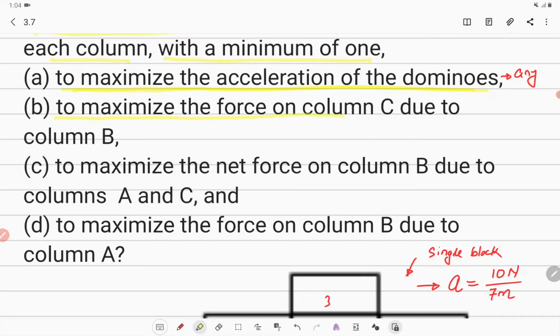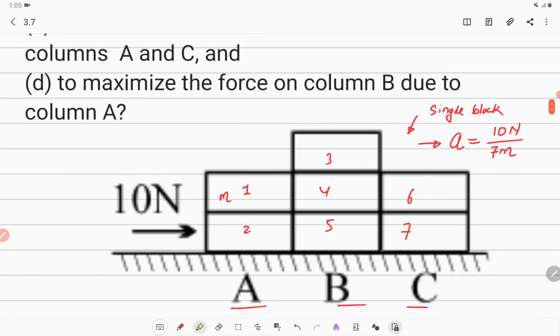To maximize the force on column C due to column B. Now we need to maximize the force on column C due to column B. There will be a force between B and C column. Here there will be a force between B and C column. Okay, and we need to maximize that force.